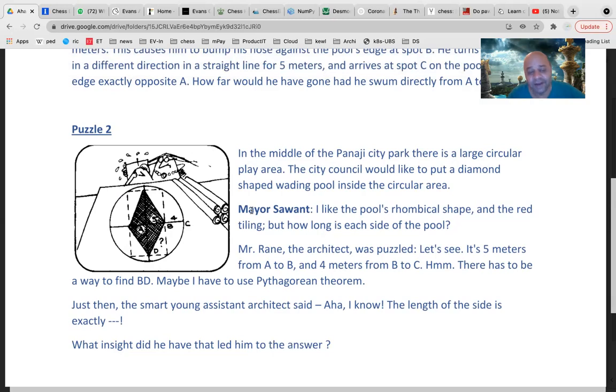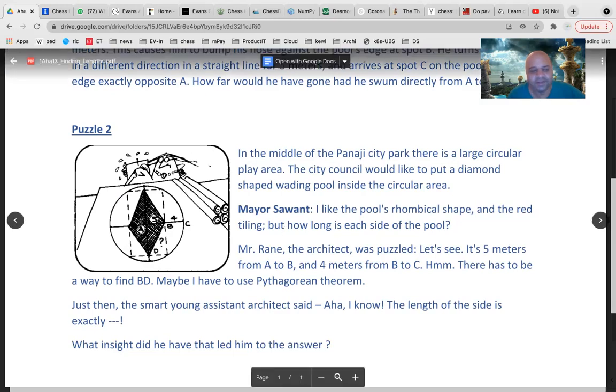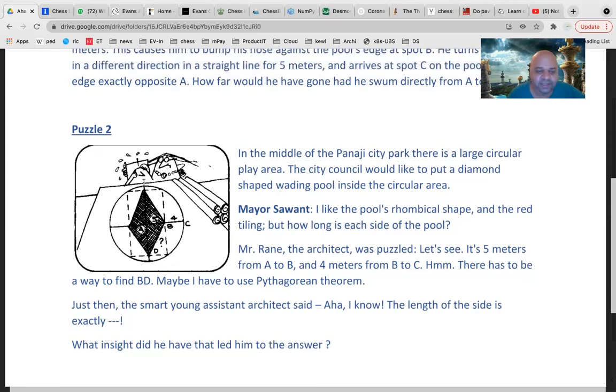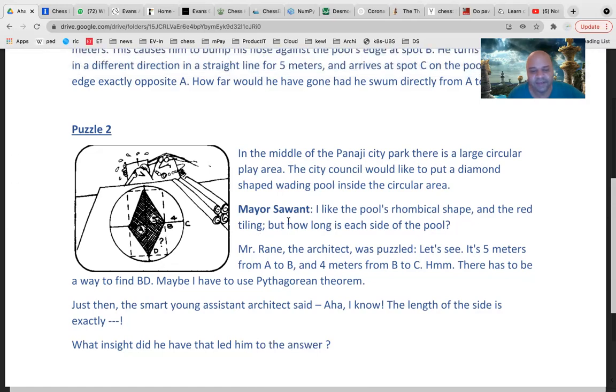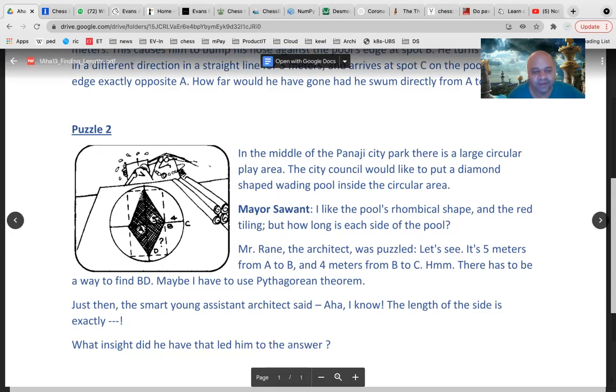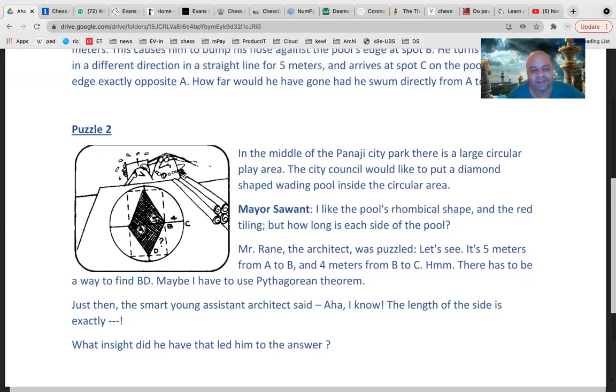So now you have to find out, someone gives this plan. See, this rhombus is inside the circle, not touching the edges of the circle. As it is shown, all 4 points of the rhombus are inside the circle. And the mayor asks, I like the shape, but what is the length of the side of the rhombus? And then they are trying to figure that out.